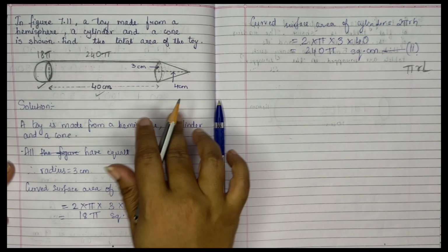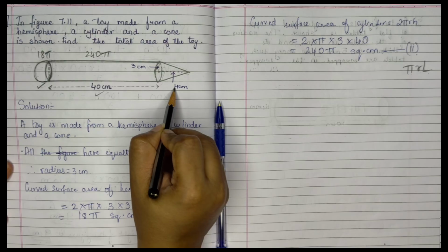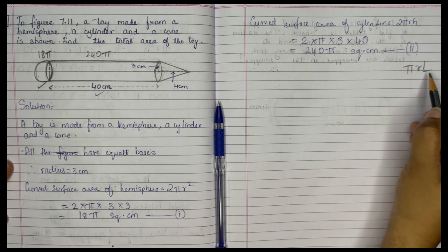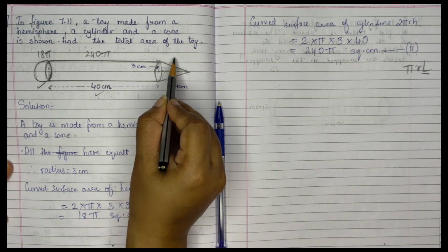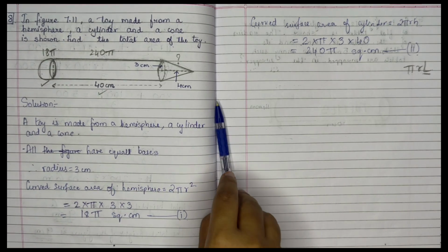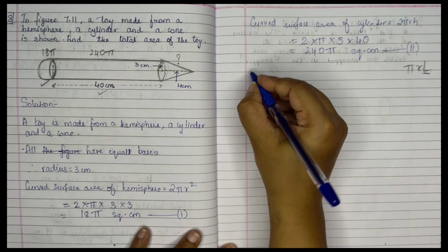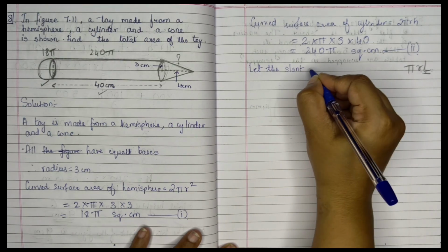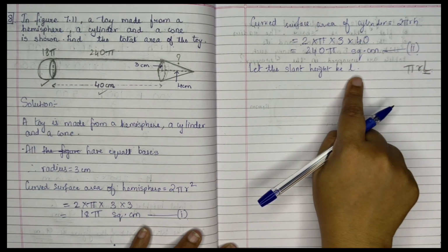See here in the figure, suppose this is a cone. Height is 4 centimeters, h is given. Radius is 3 centimeters. Now what we have to find? L, that is the slant height. This is the slant height which we have to find. This is L. So first we will say, let the slant height be L.